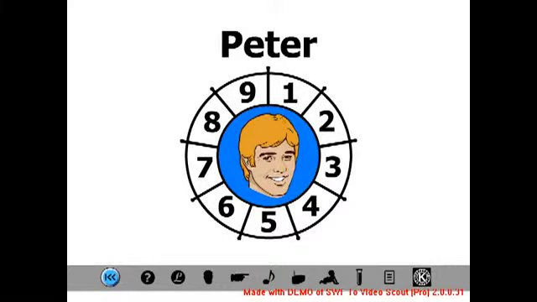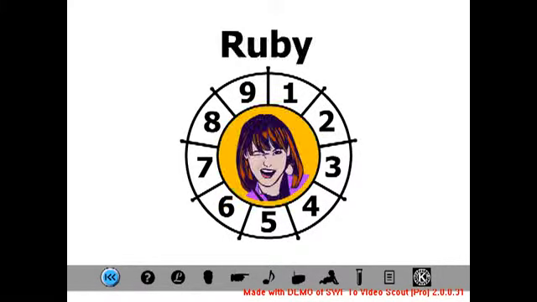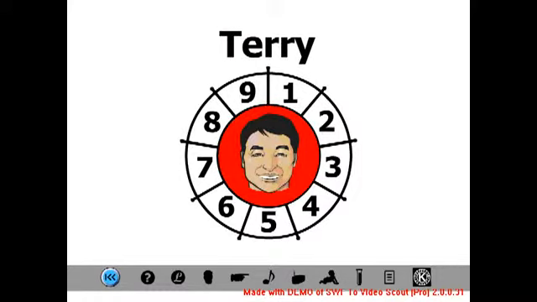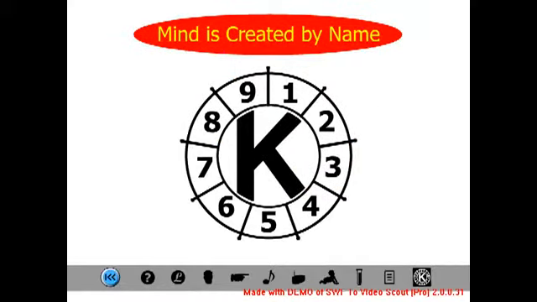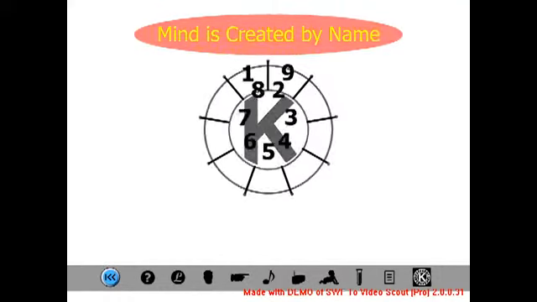What makes Peter independent and original? Why is Ruby so expressive? Why is Terry versatile and driven by a challenge? Your mind is created by your name. Thinking patterns are measurable and understood once you have the mathematical key to name.